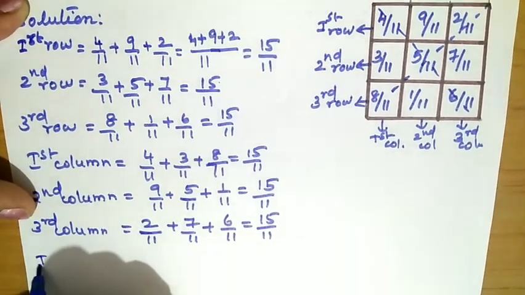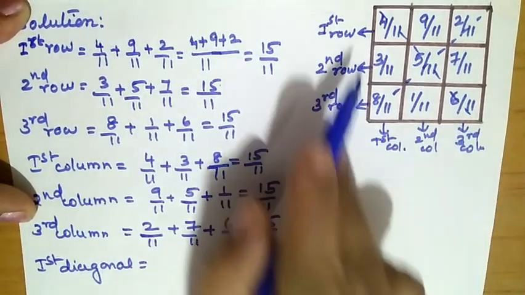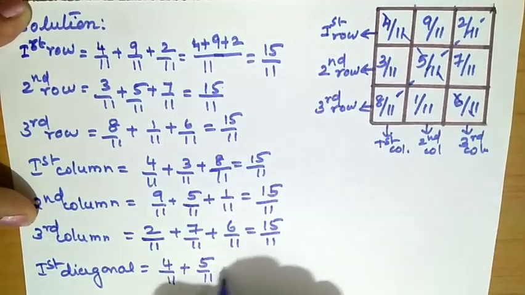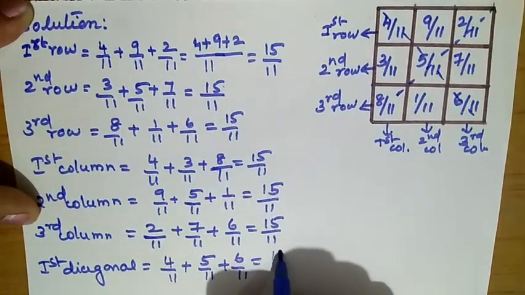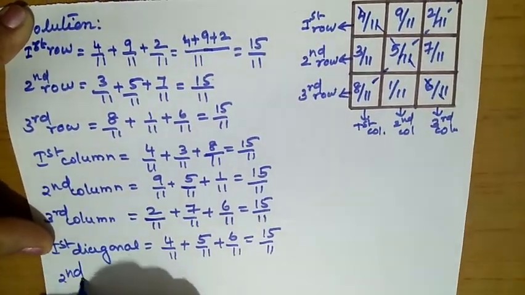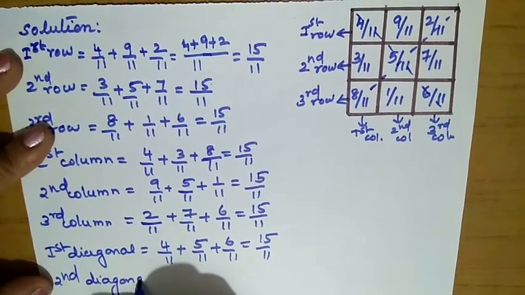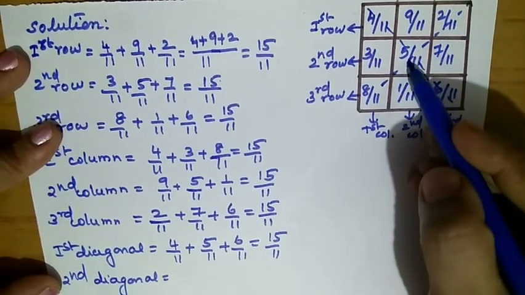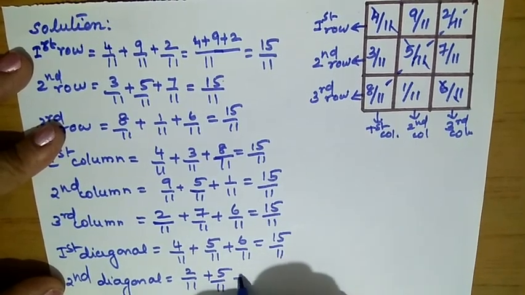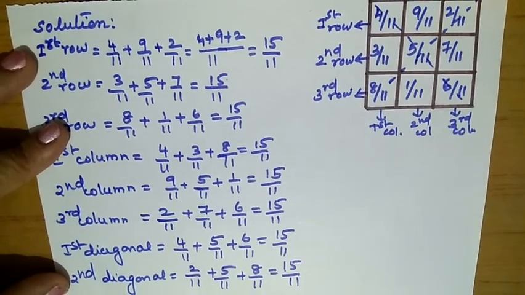Now diagonals are left. First diagonal: I am taking 4 by 11, 5 by 11, 6 by 11. So again our sum is 15 by 11. Now the second diagonal: 2 by 11, 5 by 11, 8 by 11. If you add, you will get again 15 by 11.